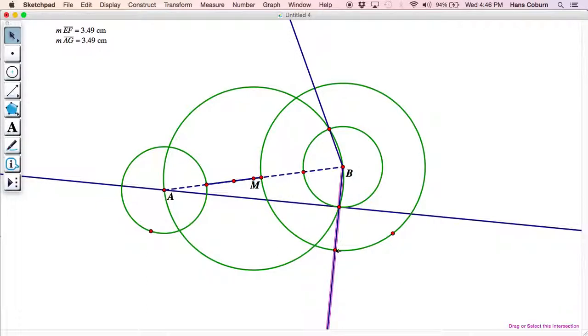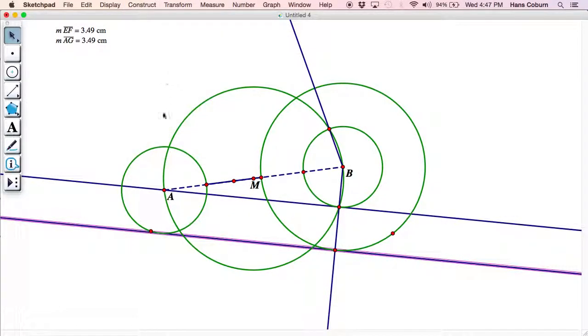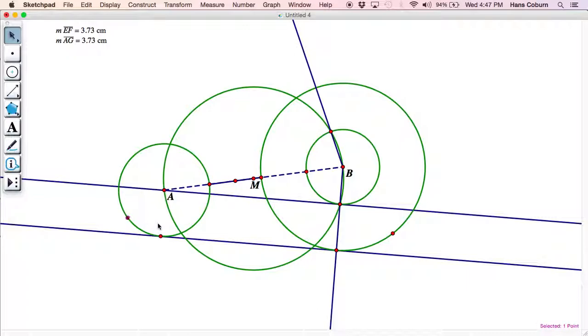I can either take the parallel of this angle, because I know that that is the correct angle of a line, or I can just do the tangent line, the perpendicular off of this point, and show you that that works as well. So there it is. It hits exactly at one point. Let me move this so you can see.